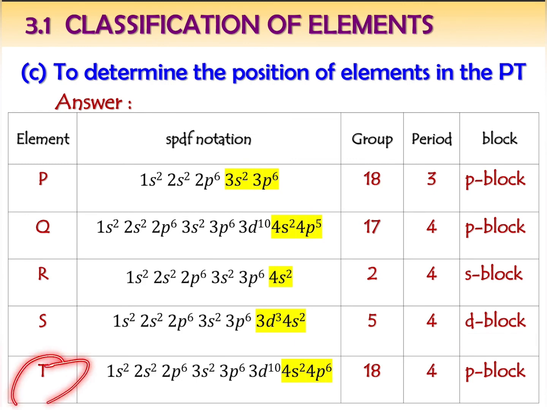Untuk elemen T, so jawapan dia adalah group 18. 8 tambah 10. Period 4, you can see here. And then it is in P block.